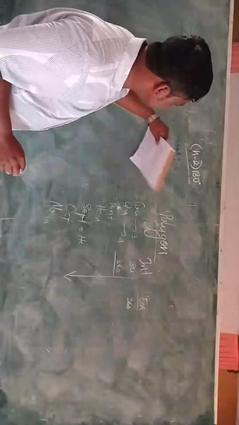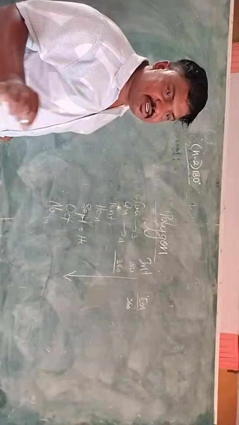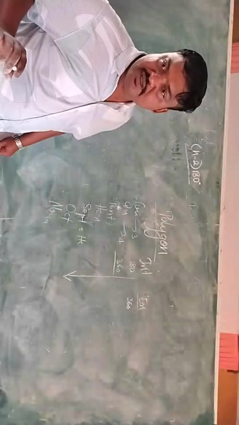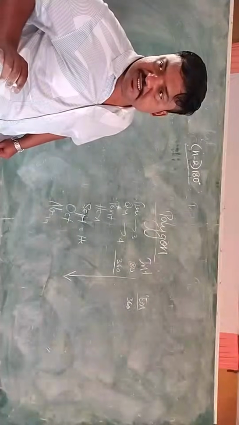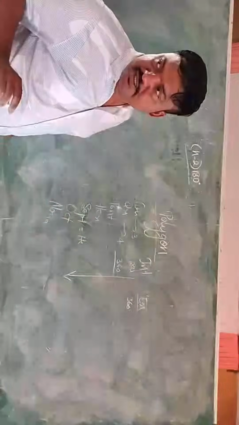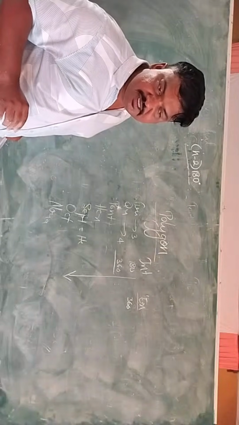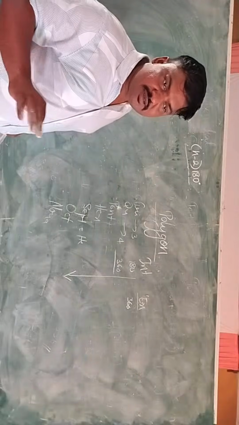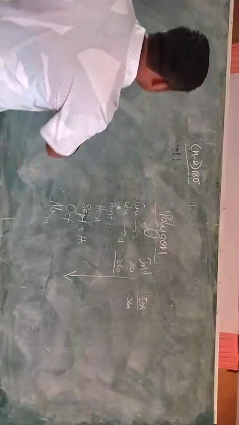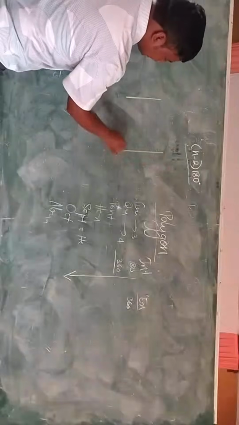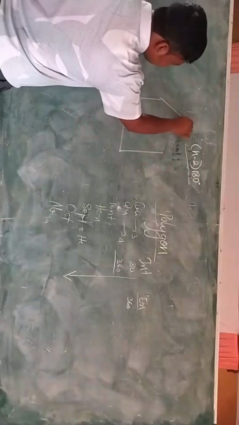So (n minus 2) into 180 degrees is the formula to calculate the interior angle sum of a polygon. Here n indicates the number of sides. Now in this example, a pentagon has five sides, so its interior angle sum is 540 degrees, and the angles of the pentagon are in an arithmetic progression.